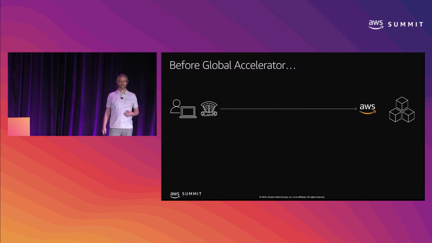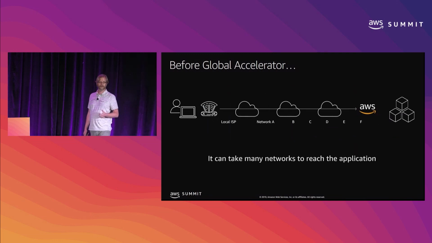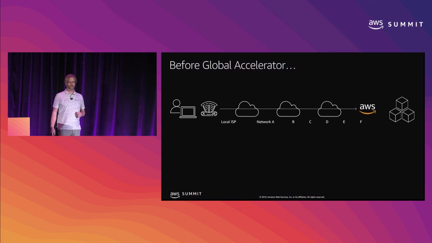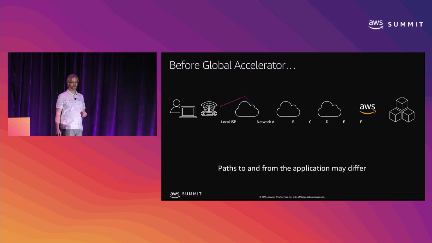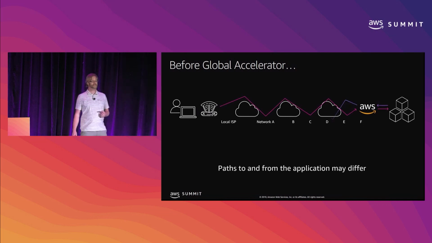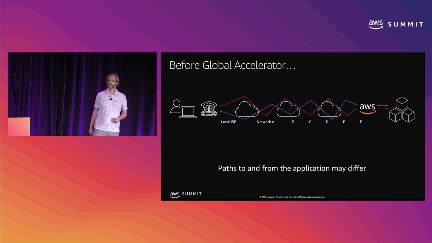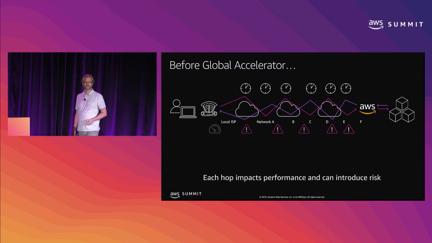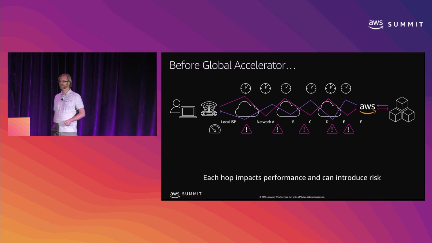So before Global Accelerator, you have your workload. It's on the internet, and it may have to go through a local ISP and through many different hops. When you go in one direction, your traffic may not come back the same way. The internet moves and changes pretty constantly, and this doesn't give a consistent experience because you can have latencies introduced in different places. You can have problems in different places.